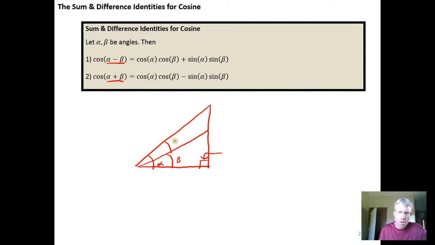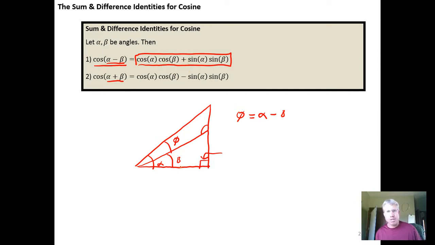But notice that the angle between them, that's the angle that's formed by the hypotenuse of the two right triangles, I'll call that phi. This triangle isn't a right triangle, so I can't get at the cosine or sine of phi by using right triangle trigonometry. But we notice that phi is just the difference between alpha and beta. So if I wanted to know the cosine of phi, I could use identity number 1 to calculate that cosine, because I can find the cosine and sine of alpha and beta, both of which are based on right triangles.